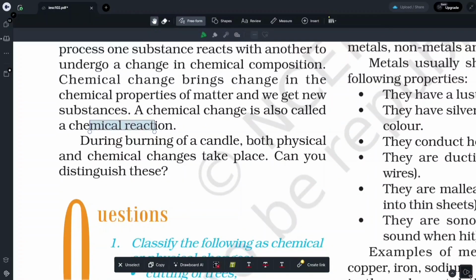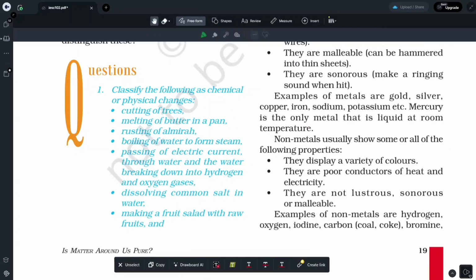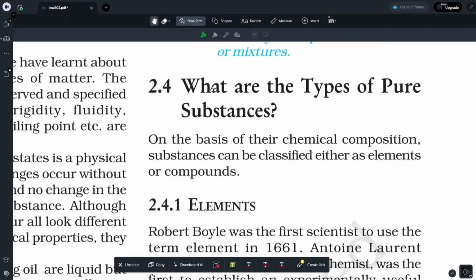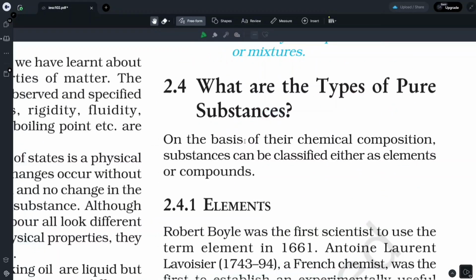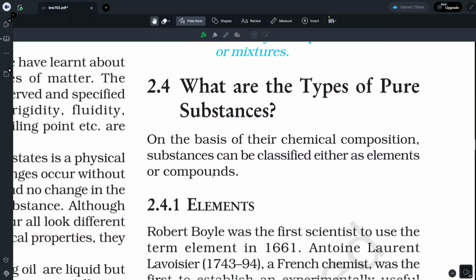During burning of a candle, both physical and chemical changes take place. Can you distinguish this? Pause the video and check out the questions for better understanding. 2.4 What are the types of pure substances? On the basis of their chemical composition, substances can be classified either as elements or compounds.